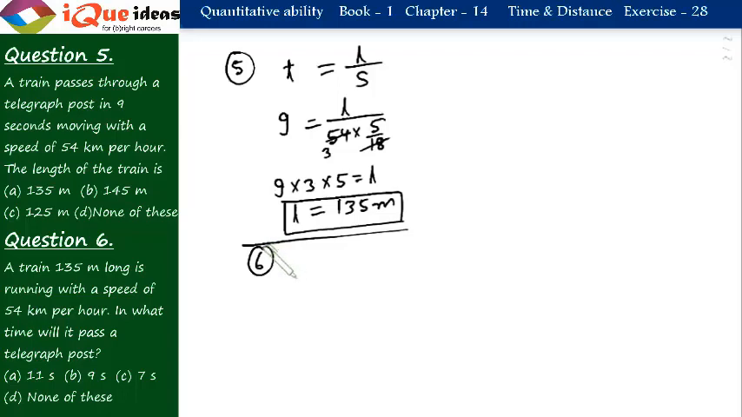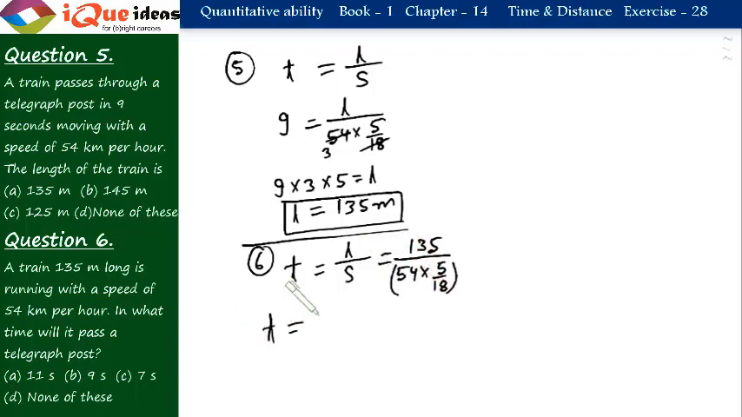In how much time will it pass a telegraph post? It's a straightforward question. Time is equal to length of the train divided by speed of the train. Now the length of the train is 135, and the speed of the train is 54 kilometer per hour, but you have to convert it to meter per second. So multiply by 5 by 18.